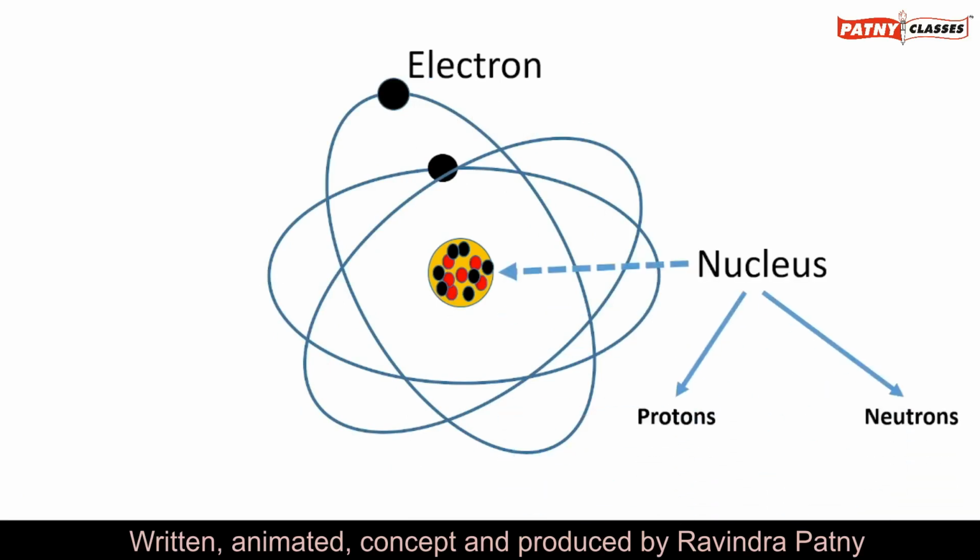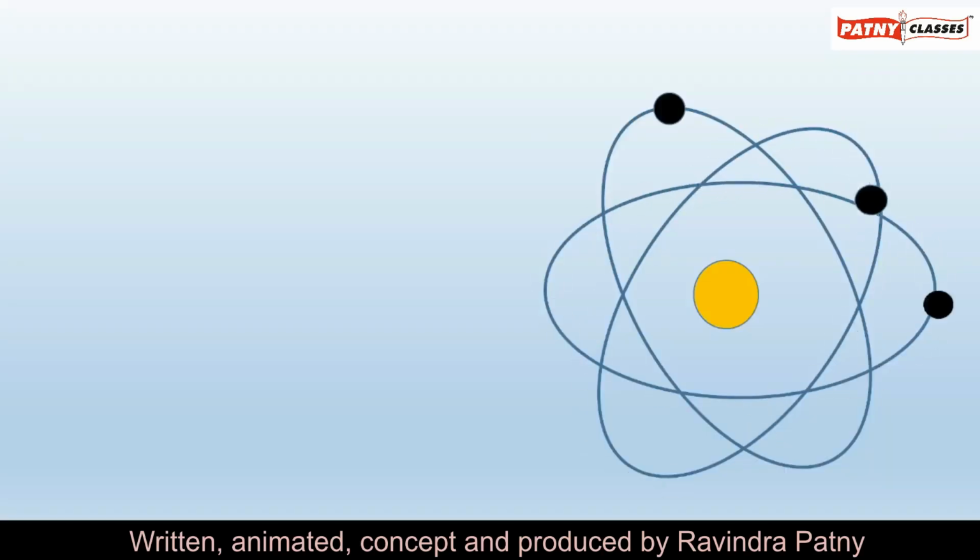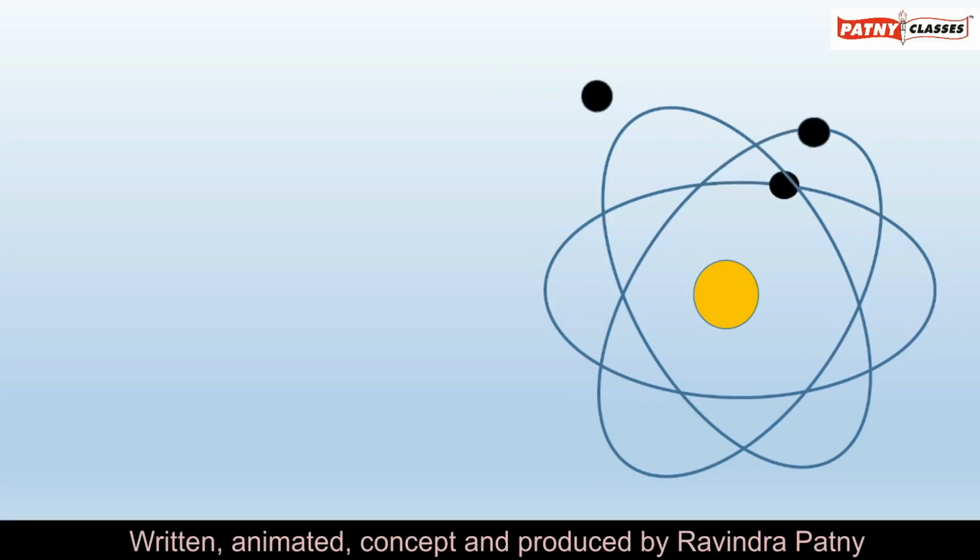The nucleus has two further smaller particles, which we call protons and neutrons. Protons and neutrons together are called nucleons. And electrons keep orbiting around the nucleus. In case of metals, if we provide some energy to the atom, then loosely bound electrons come out of the metal atoms and become free. We call these electrons free electrons.